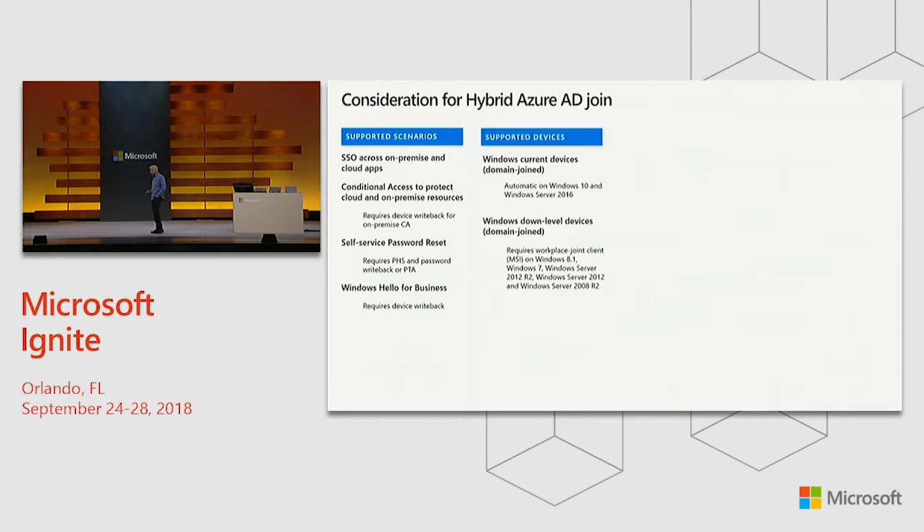In terms of supported devices, this works on both Windows current, like Windows 10, as well as Windows Server 2016. And it also works on Windows down level, which includes Windows 7, 8.1, 2012 R2, 2012, and 2008 R2, all of the legacy operating systems. Except for the legacy operating systems, you need to install a workplace join client, which is an MSI, which will then trigger the device registration. Whereas in Windows 10, it is all automatic once you have all the configurations like the SCP in place.